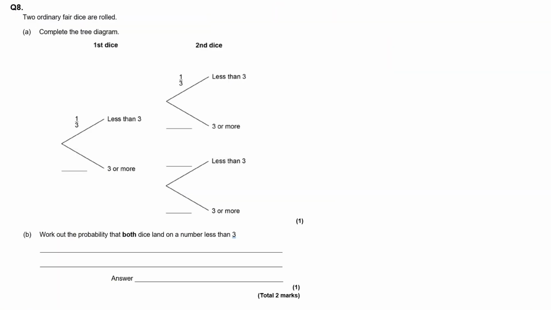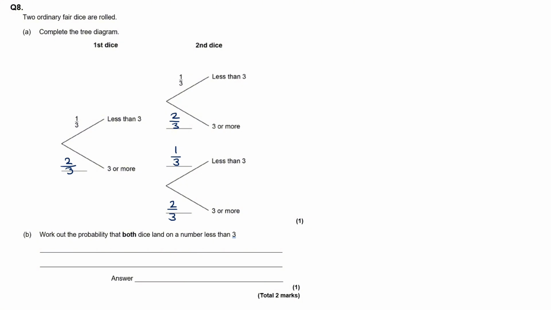Okay, simple probability tree. Two ordinary fair dice, complete them. Okay, if this is 1 out of 3, this needs to add up to 1. So therefore, this is going to be 2 out of 3. 2 out of 3, 1 out of 3, 2 out of 3. Okay, work out the probability that both dice land on a number less than 3.